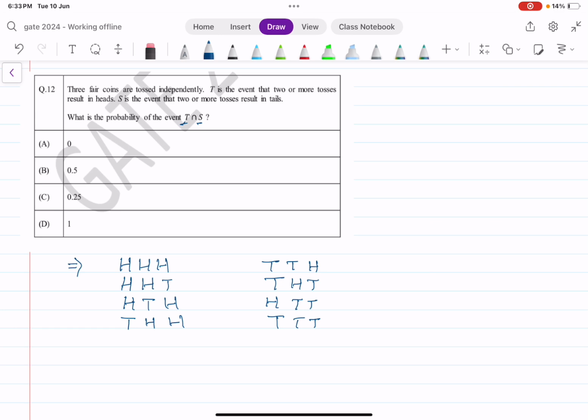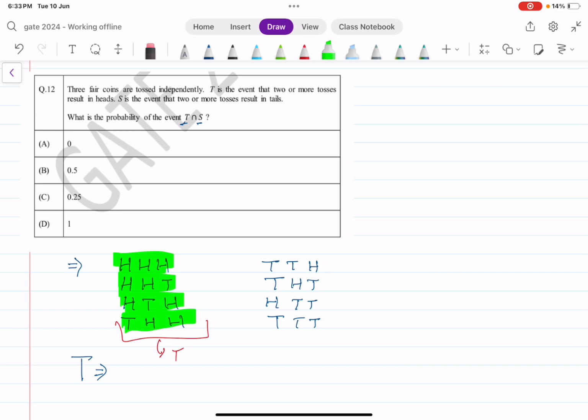Now what is the event T? T is that two or more tosses result in heads. So I'll just see two or more tosses. This one comes into T, this one comes into T, this one comes into T, and this one also comes into T, because in these, two or more tosses result in head. Okay, so this is our T.